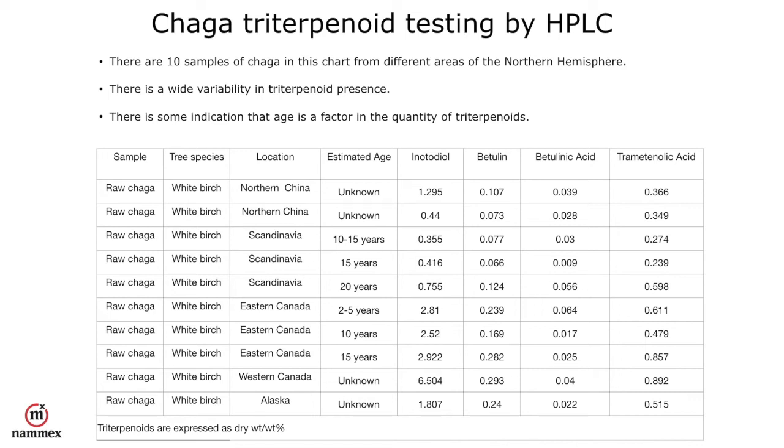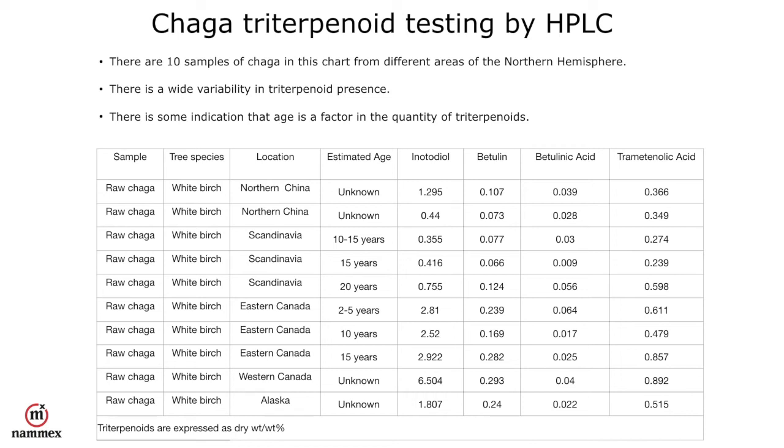different growth periods. We have a sample from Western Canada at 6.5, which is extremely high, and this is something where we're going to have to do more testing to find out exactly what's happening there. We don't really know at this point in time. And then we have a sample from Alaska, which tested also quite high at 1.8.